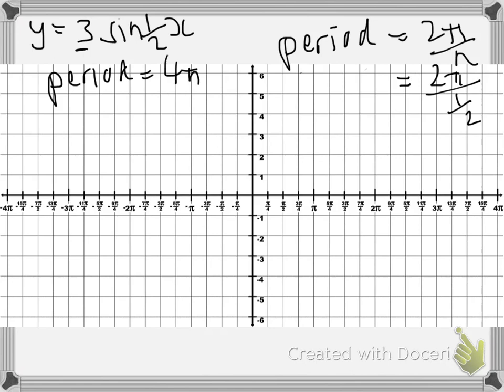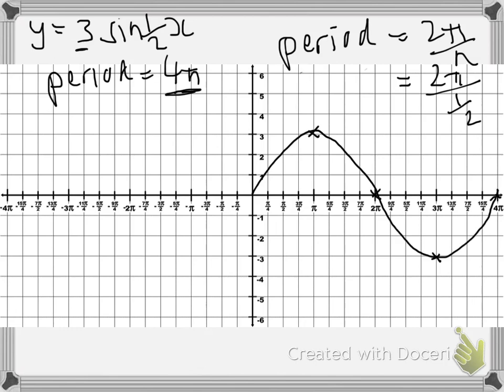So let's start again. So we've got a period of 4 pi by using our formula 2 pi over n, n being a half. So key points will be up here at 3, because I've changed the amplitude to 3, at negative 3. Sorry, it's going to cross the axis here at 2 pi, then here at negative 3, and at 4 pi. So our wave is going to look something like this, starting at the origin, through there and through there.